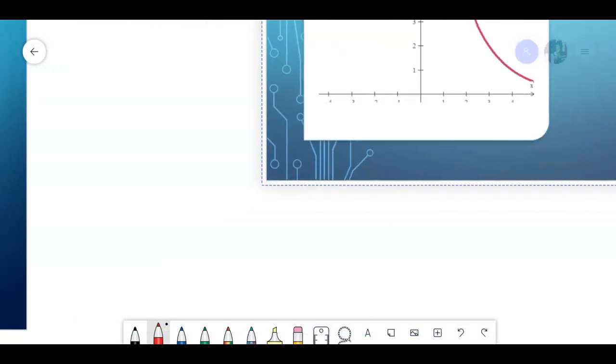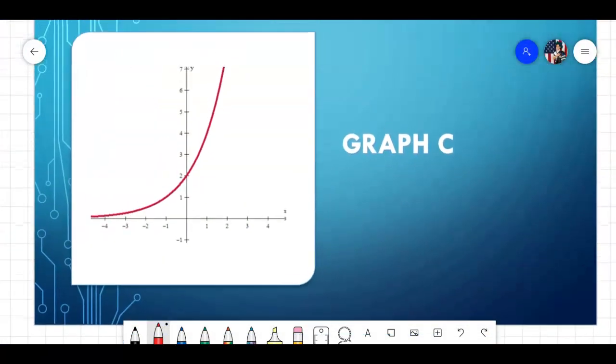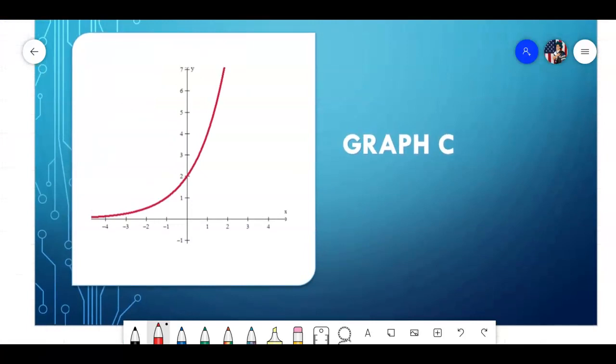Row C over here. What is this? Anyone in this row? Exponential. Very good, because it's curvy. At this point, that's all you need to know. Curvy, exponential. And then growth or decay, what do you think? Growth. It goes up to the right. Exponential growth. Draw it real quick. Take like 1 second. Draw it real quick. I want to move on. Letter C, exponential growth. It's still on the board.